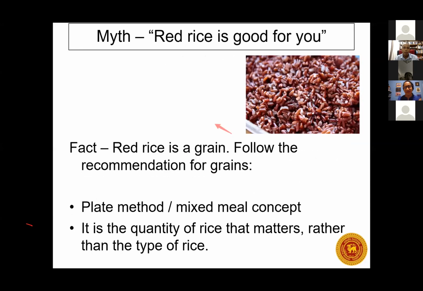Another myth, red rice is good for you. Some people say when you talk about rice, the first thing they say is, okay, now I am eating red rice. Well, red rice is also a grain. As Dr. Anil showed, if you are eating red rice, again, you have to follow the plate method and the mixed meal concept. It's mainly the most important thing is the quantity of rice. Second one is the type of rice.